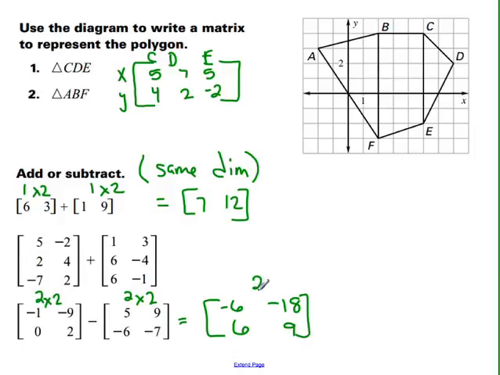Again, notice our result is the same size. We have a 2 by 2 minus a 2 by 2 still gives us a 2 by 2. We add a 1 by 2 and a 1 by 2 and we get back a 1 by 2. Same thing would happen here. This is a 3 by 2, this is a 3 by 2, and we would get back a 3 by 2.